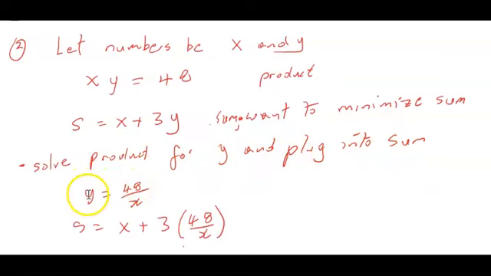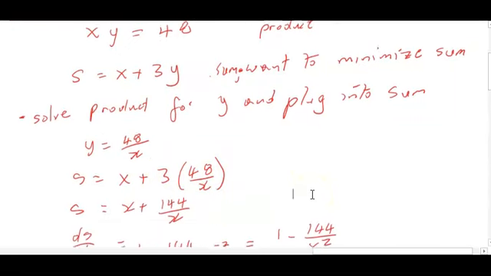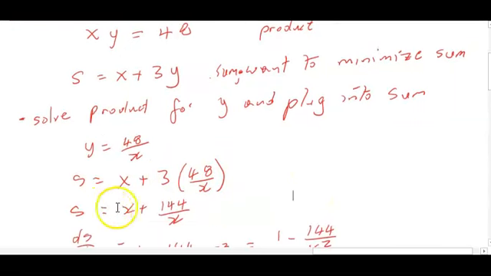From the product function, y will be equal to 48 over x. Plug this value of y into the sum function, so we have s is equal to x plus 3 times 48 over x, and we can try to simplify that a little bit. So s is equal to x plus 144 over x.